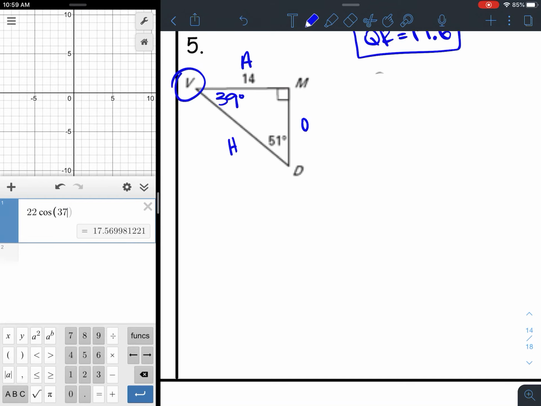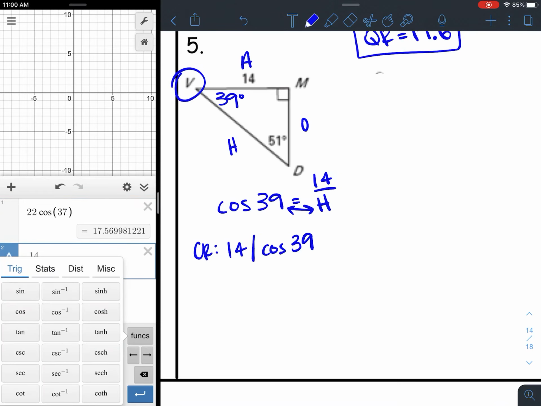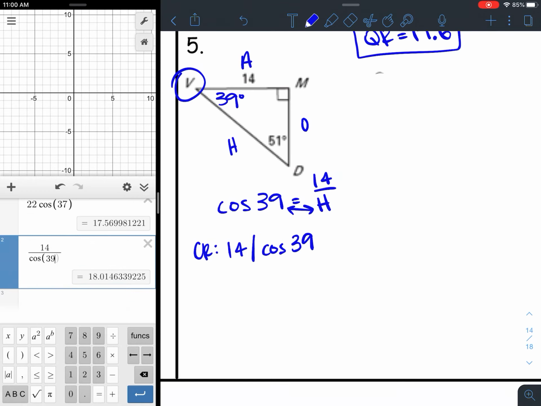So I've got adjacent and hypotenuse, which leads me to cosine. So the cosine of my 39 degree angle is equal to the adjacent 14 over the hypotenuse. And in this case, these two are going to flip-flop. So I'm going to have 14 divided by cosine 39 as my calculator ready. 14 divided by cosine 39 gives me a measure for the hypotenuse of 18.0.